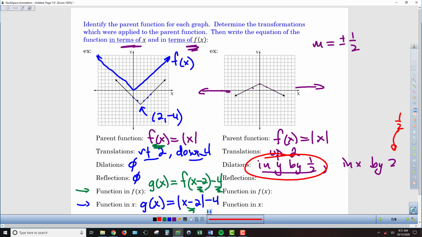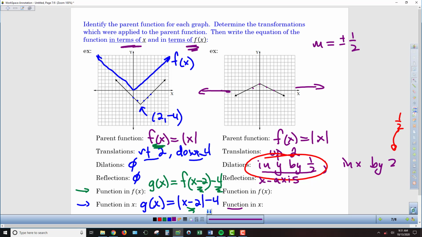But to continue on, we do have a reflection in this case. So the graph is reflected, we could say, across the x-axis since it's going down instead of up. So we have a reflection in the x-axis. So now we're ready to write our function. We've identified the translation of up 2, the dilation in y by 1/2, and the reflection in the x-axis.